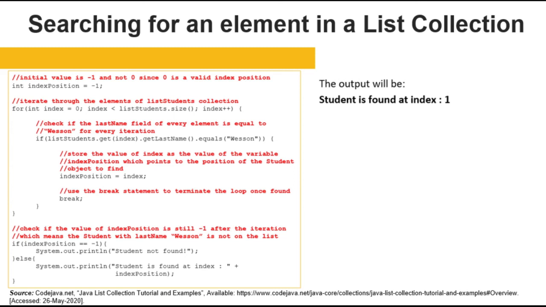Number 5, use the break statement to terminate the loop once found. Number 6, after the loop, check if the value of index position is still -1 after the iteration, which means the student with last name Wesson is not on the list. Otherwise, print the value of index position, which means it is found.